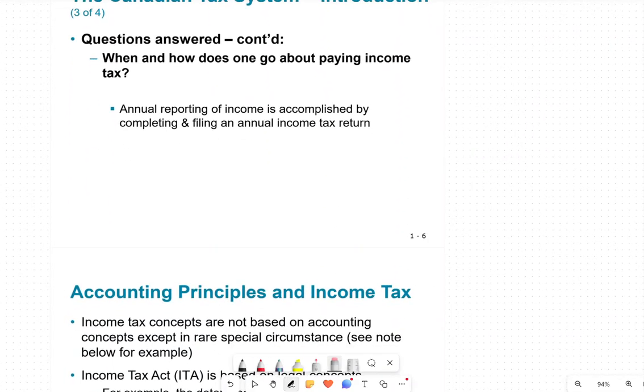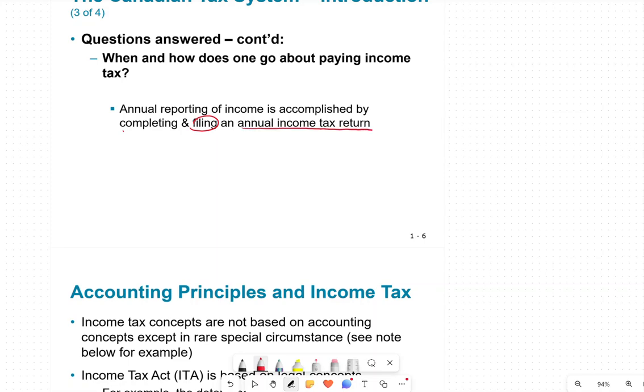Our third question is, once you know that you have a tax payable, you have to pay the government. If it's a refund, the government is going to pay you, and they're going to send you a check. If you owe money, how does one go about paying the income tax? We have to file it. You have to file an annual income tax return.